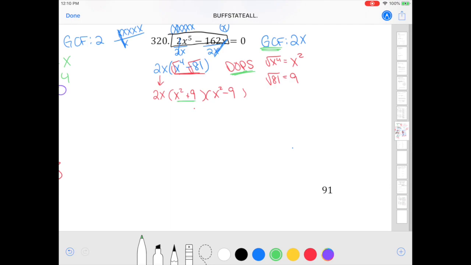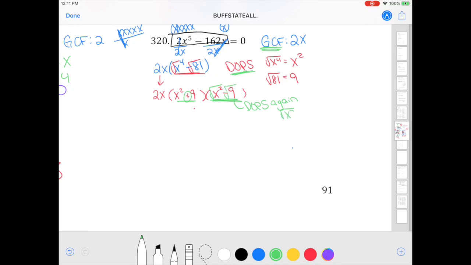I look here. X squared plus 9 has 2 terms. Generally with 2 terms, it goes along with DOPS, but this one's not a difference, so I can't do DOPS to this. However, right here, again, 2 terms, it has the subtraction, and those are perfect squares. So this is an example of one that could be factored 3 times. I'm going to do DOPS again, but only to the second one.